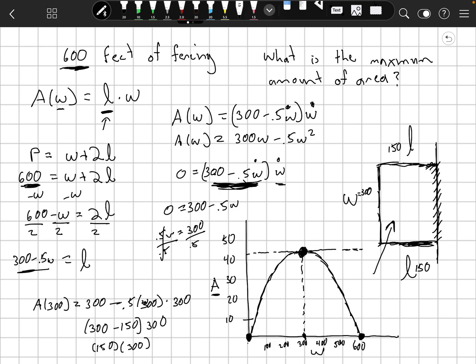And if we were to put this into either of these functions, the perimeter or the area function, if we put the width in for the area function, we're going to get out 45,000 when we put in 300. Or if we put in 300 for the width on the perimeter formula, we'd find out that the length is 150. And that would maximize our area. That would give us the most room for the cows in the corral to move around. And that would help the farmer solve his problem.